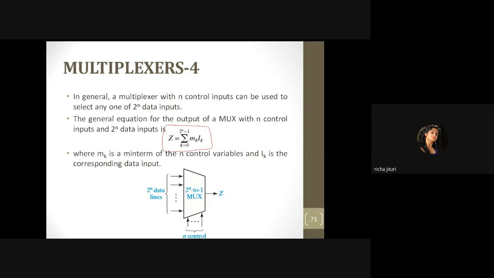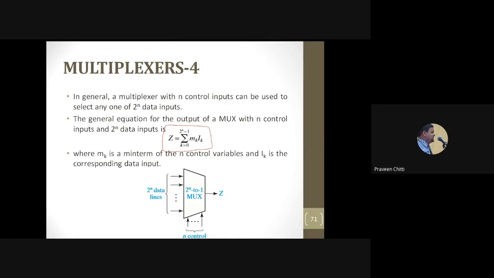But here, what is that Mk? What do you mean by M0, M1, M2, M3? It depends on what select lines you have taken. Suppose you have taken the 2 select lines as A and B, can anybody tell me what is the min term M0 then? If you have taken select lines as capital A and B, now you have to write these min terms in terms of A and B, right? What does M0 represent?